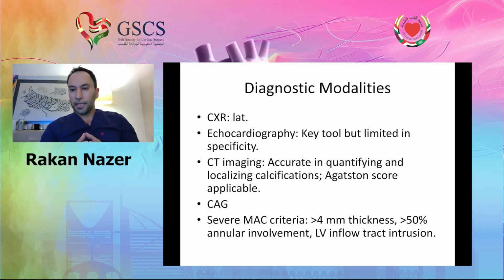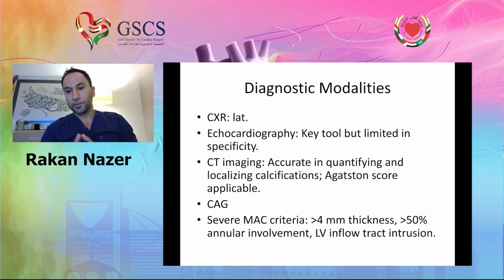The diagnostic modalities for mitral annular calcification typically are chest X-ray, especially the lateral chest X-ray. It's not the best, but it can give you a hint that there might be a chunk of rock of calcium sitting behind the heart. Echocardiography is a key tool in identifying the mitral annular calcification, but again, it's not specific in giving you an impression of the extensiveness of calcification, or at least the full visualization of the calcification.